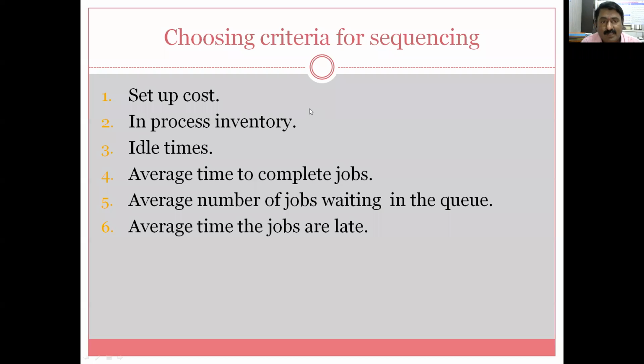So setup cost. Setup cost involves loading of the job on that particular machine. This is one of the criteria for sequencing. What is the time required for setting up the jobs? What are the jigs and fixtures required? It is not the case that all jobs will set as it is loading on a simple machine. So what are the additional things required?